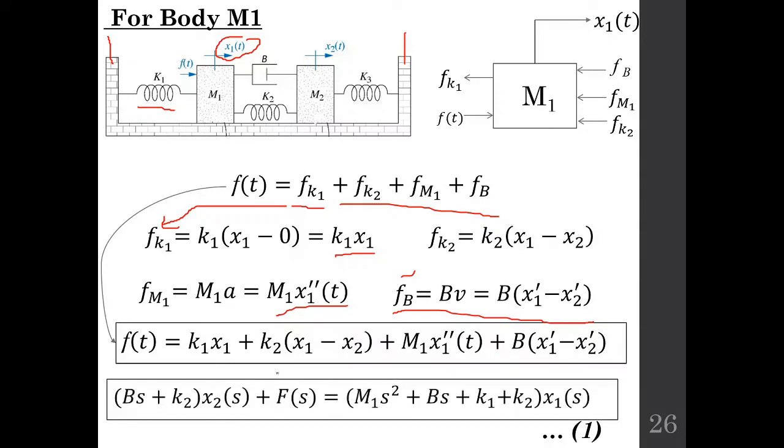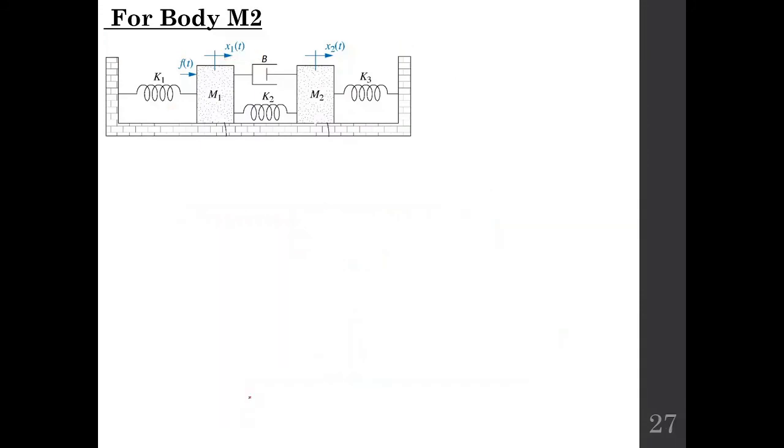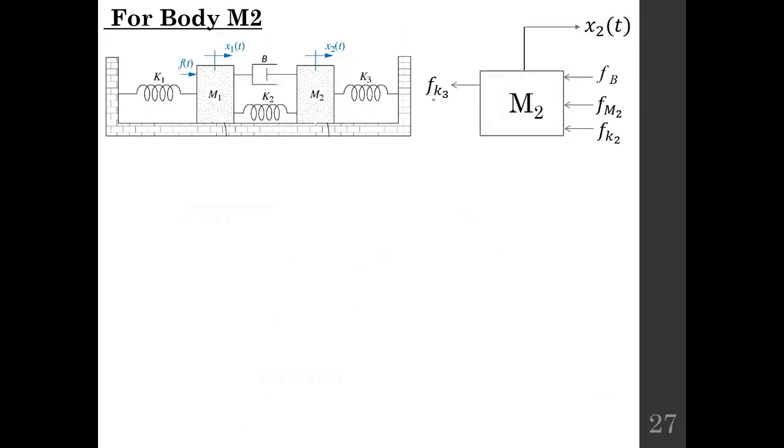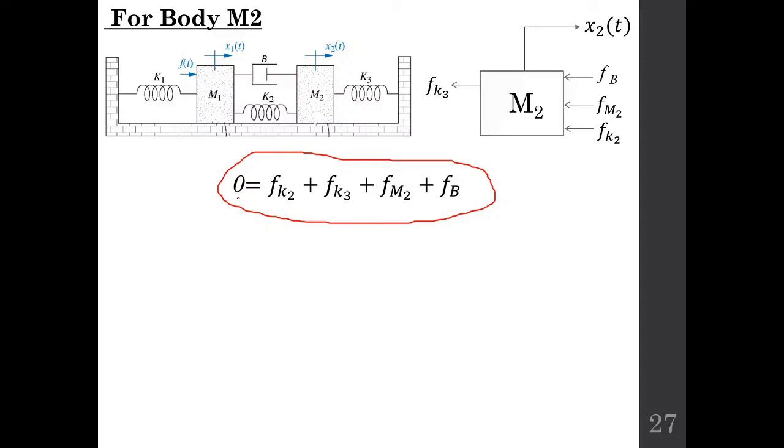And after applying the Laplace transform, we can convert this equation into this form. Similarly, for body m2, the equation of motion will be this. We have no applied force on this body m2. So it will simply be equal to the sum of all opposing forces, whose direction will be opposite to the displacement, which is x2. Here x2 will be greater than x1 as we are dealing with body m2.